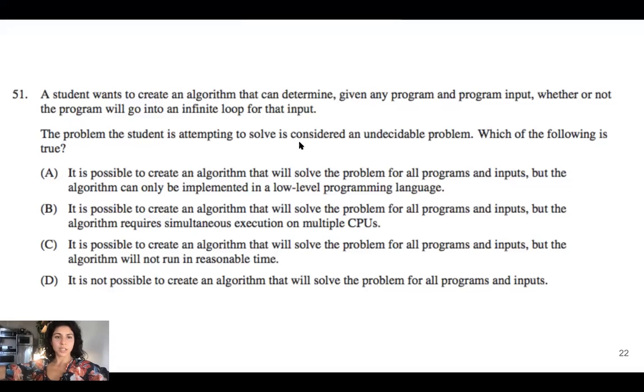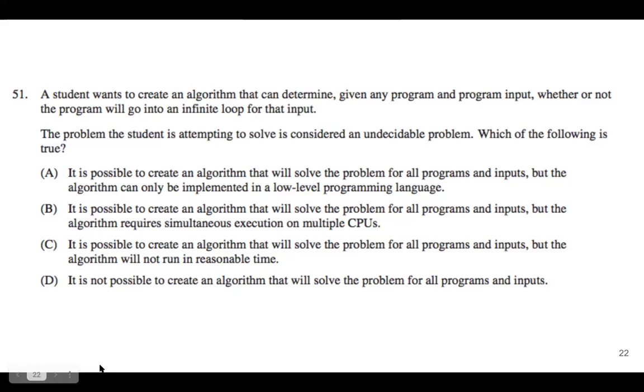A student wants to create an algorithm that can determine, given any program and program input, whether or not the program will go into an infinite loop for that input. That is literally the halting problem. The problem the student is attempting to solve is considered an undecidable problem. Which of the following is true? Take 1 minute and we'll discuss. As before, don't hit enter on your answer till I say go.